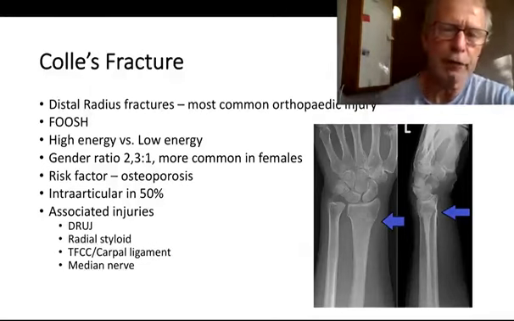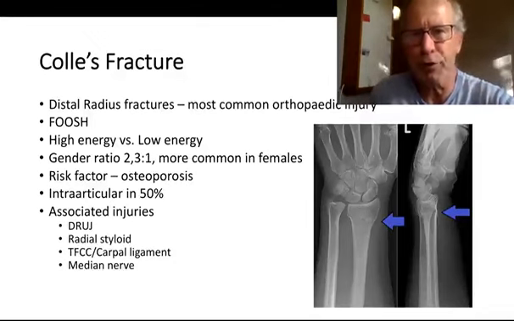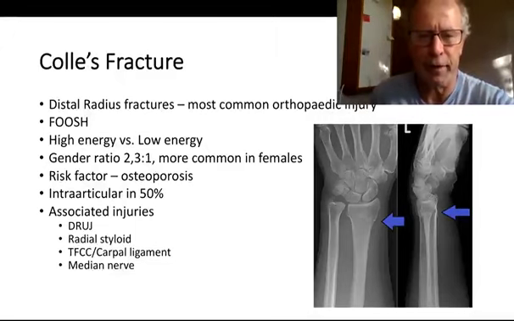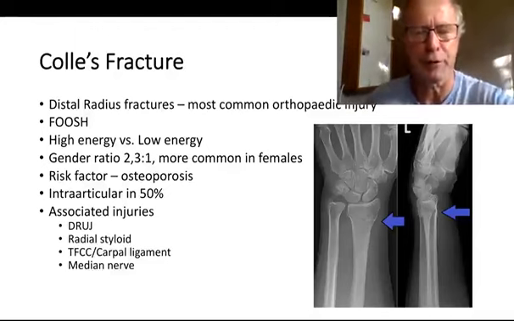Intra-articular, 50% of these fractures do enter the wrist joint, and one of the orthopedic principles would be if there's intra-articular involvement, then the fixation needs to be rigid with early active movement, as opposed to metaphyseal, in other words extra-articular, where maintaining length and alignment is the critical thing. So 50% of them being intra-articular, I think you need to look out for that.